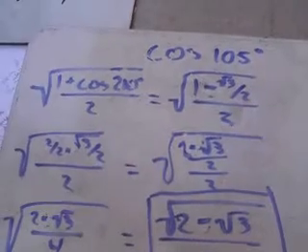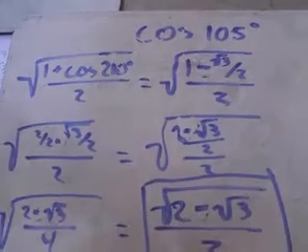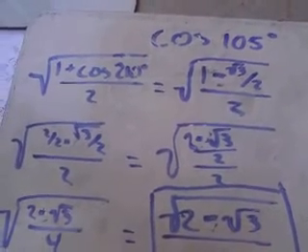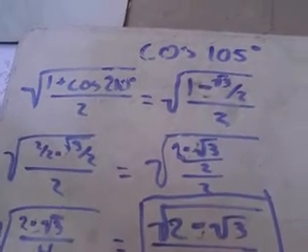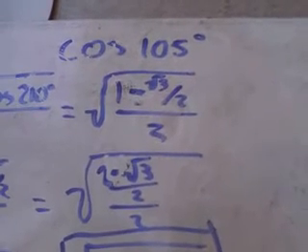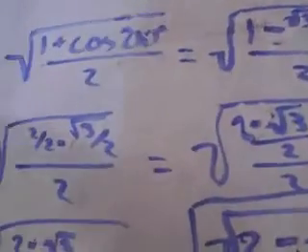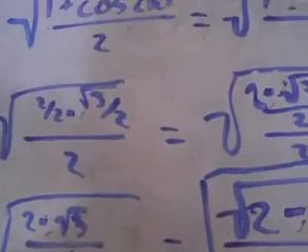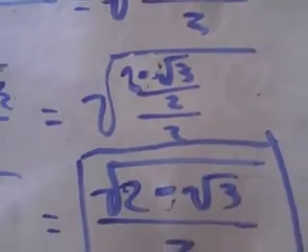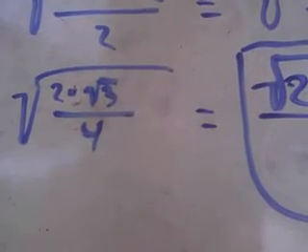We're still using 105 degrees. This time it's cosine, and the formula is square root of 1 plus cosine of 210 over 2, which is going to equal square root of 1 minus radical 3 over 2, over 2. Once again, we convert the 1 into 2 over 2, that way they have the same denominator. So, 2 minus radical 3 over 2, over 2, which simplifies itself to 2 minus radical 3 all over 4.